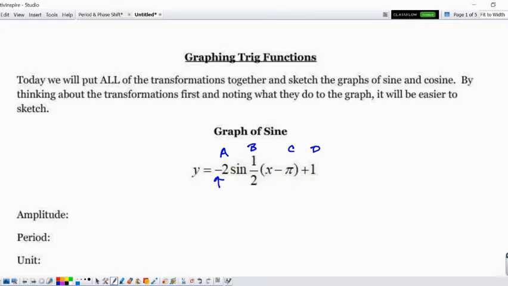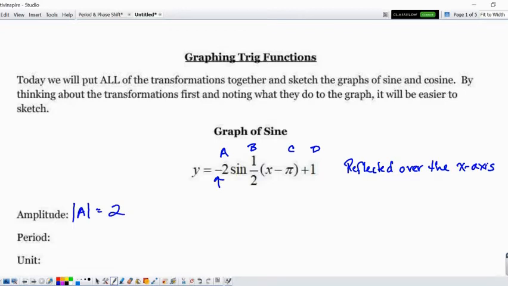So the first thing I'm going to write down about this graph is that it has been reflected over the x-axis. And for a sine curve, that means instead of beginning by going to a maximum value, we're going to begin by going down to a minimum value. Our amplitude, the absolute value of a, is 2. That's the height of our wave.